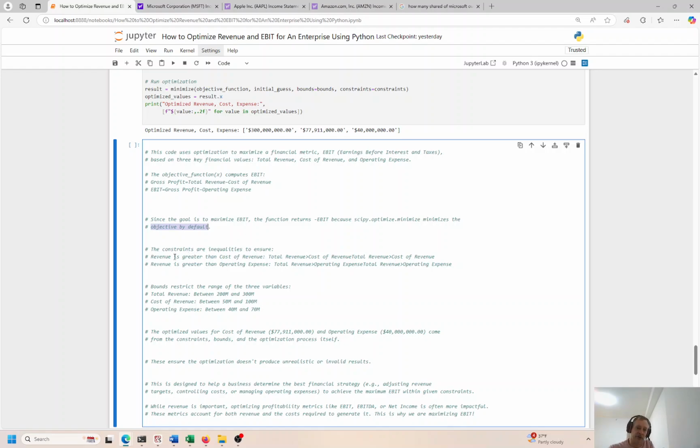The constraints are inequalities to ensure revenue is greater than the cost of the revenue, right? Like it has to be greater. If we're losing money, we're not in business too long. And revenue is greater than operating expense, right?